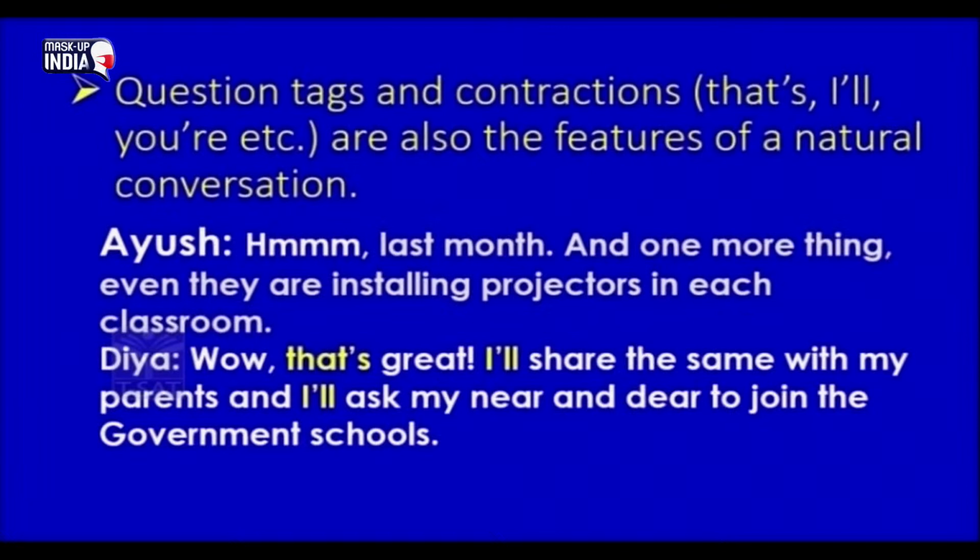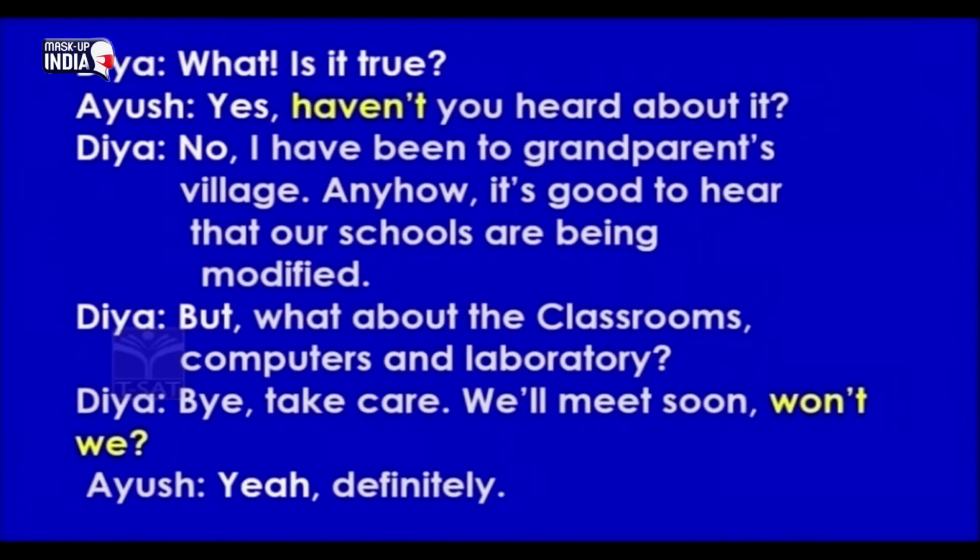Question tags and contractions, that's, I'll, you are, etc. are also features of a natural conversation. Again from the same video, that's and I'll have been highlighted because those are contractions. And haven't is also a contraction. At the end we can see won't we, it is a question tag. So we need to add contractions and also question tags.